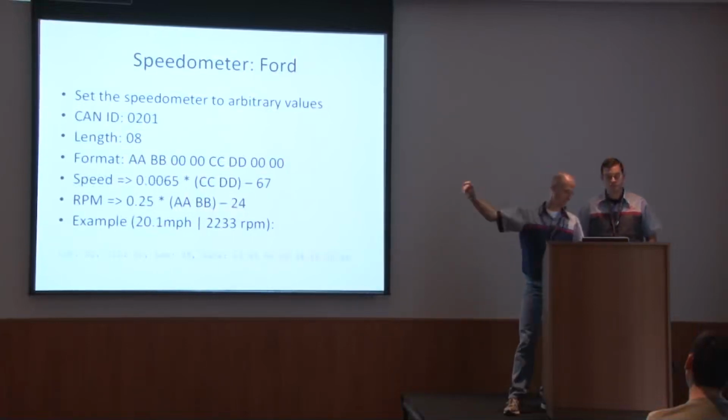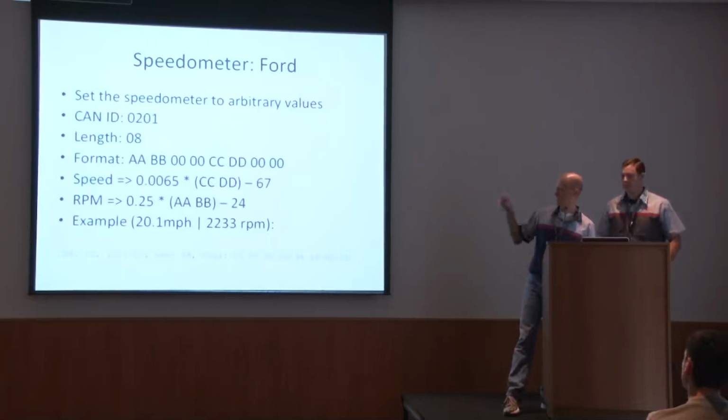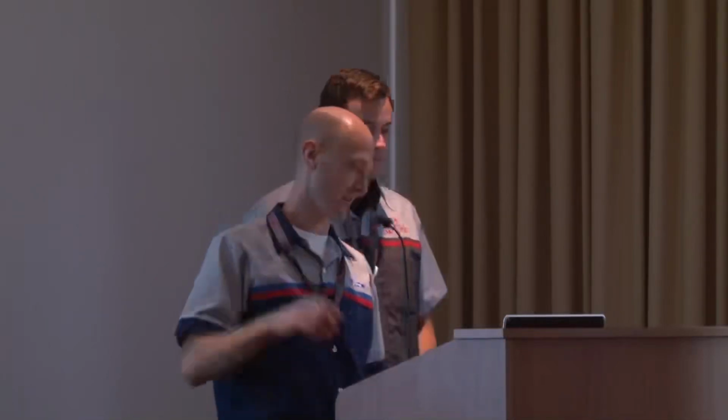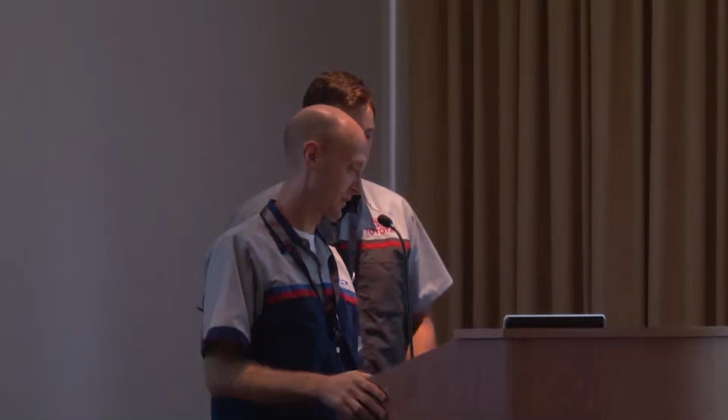So it has 8 bytes. The format looks like this. You take your speed, you put it into that formula. You take the RPMs, plug that into the formula, and then you get the speedometer to say what you want. And so if you want to see how easy it is, if you use our API, it's essentially 2 lines of Python to set the speedometer. So here's a video.